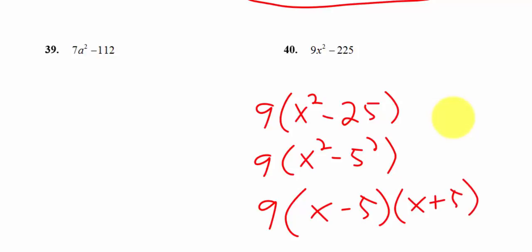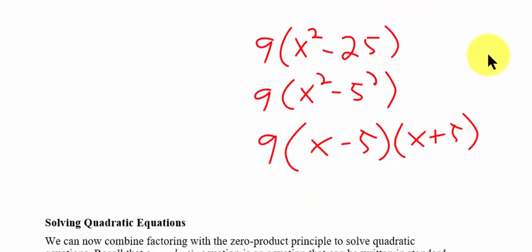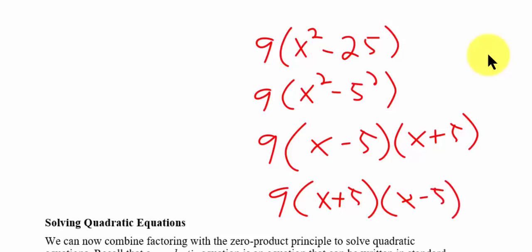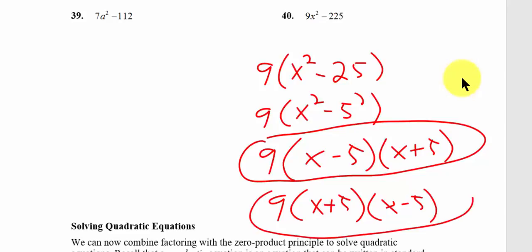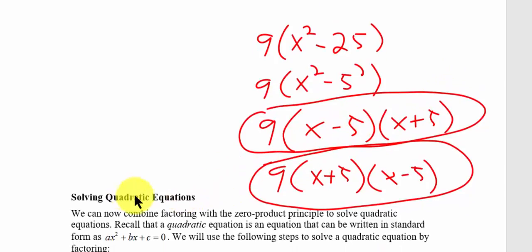Okay, and we're finished. And by the way, people always ask, does it matter the order? For example, if I had written 9 times x plus 5, x minus 5, both of those answers are correct. Either one. This is correct. This is also correct. The order does not matter. Okay, so I think I'll stop here, and then we'll finish up solving quadratic equations.